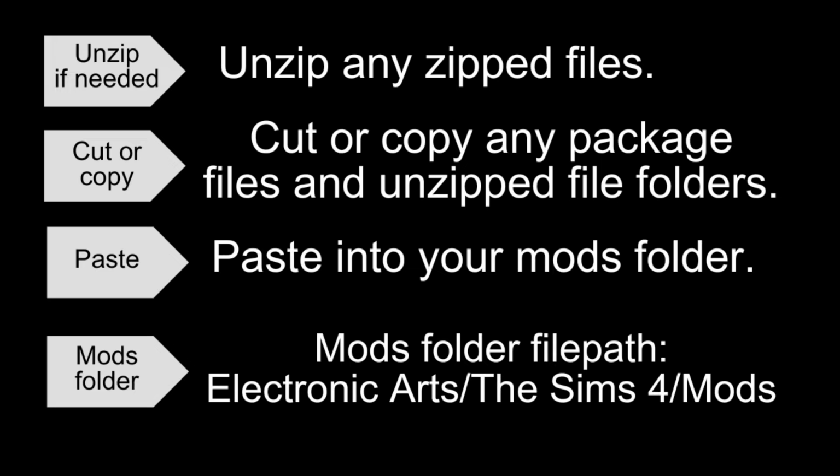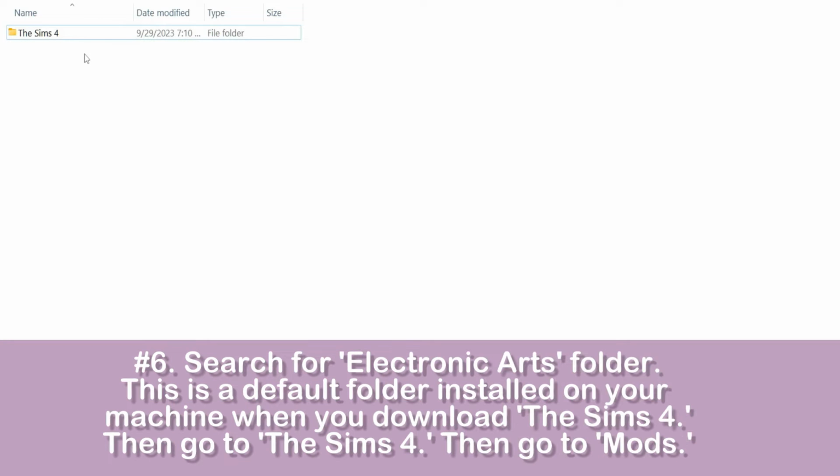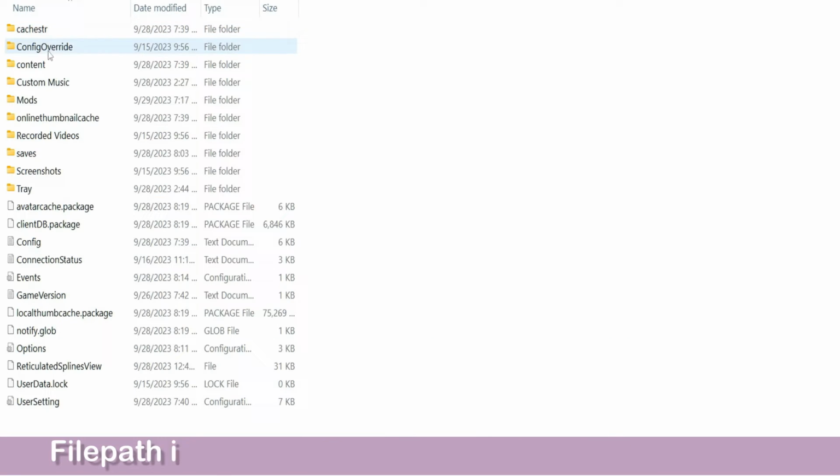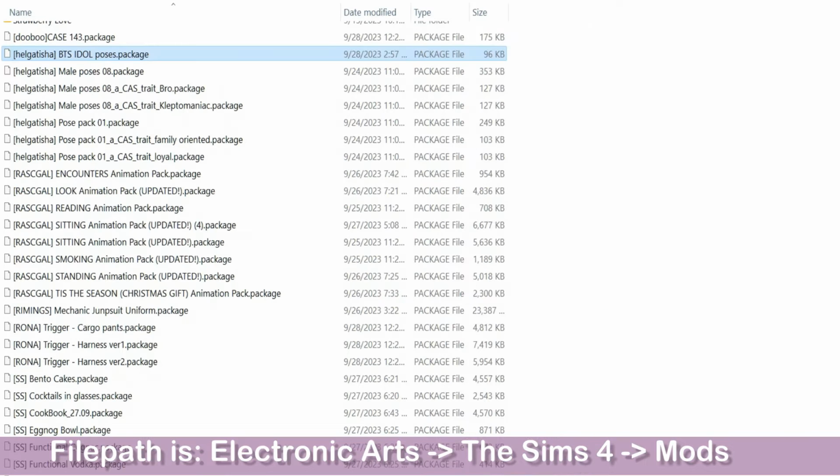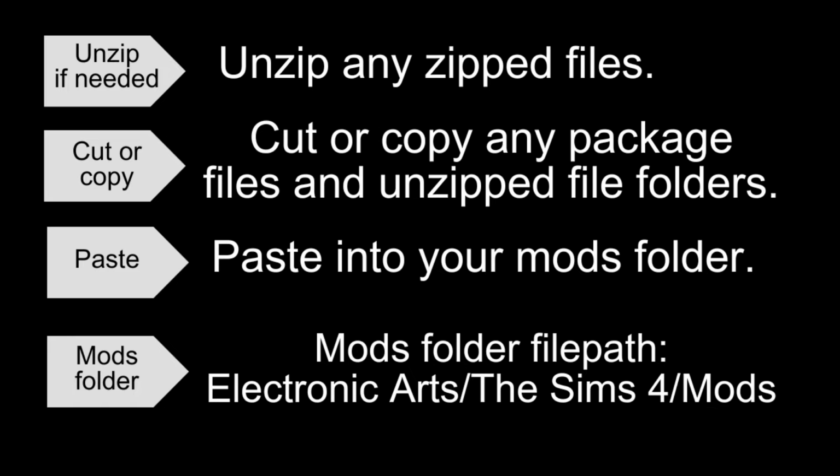Okay, now we're going to put the mods we downloaded into our mods folder. So you go to Electronic Arts on your machine, The Sims 4, and then mods. See, we put them right here into our mods folder. This is how to do it. You can pause here if you need help.